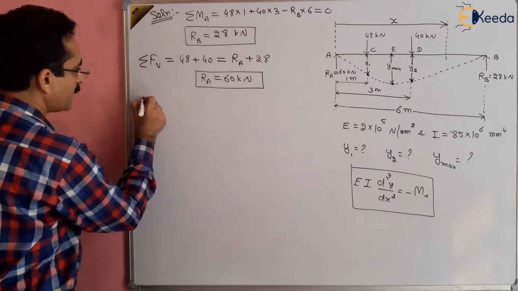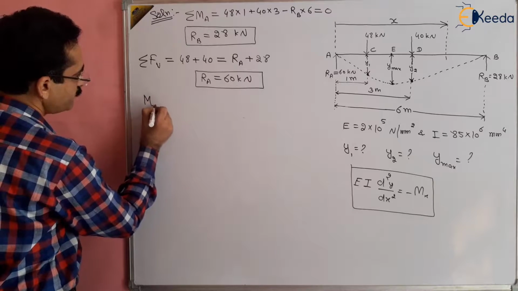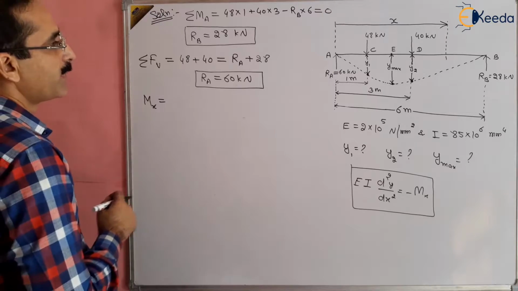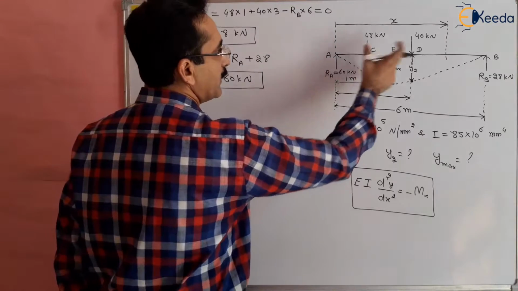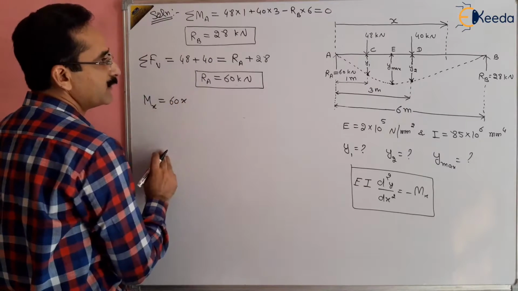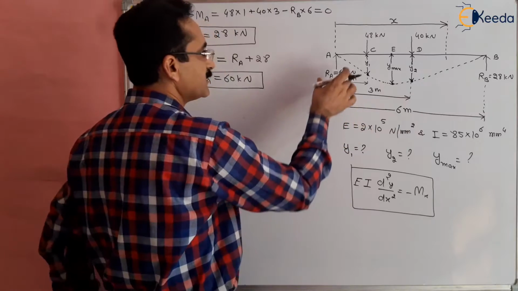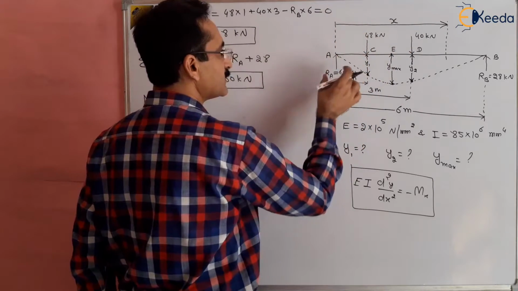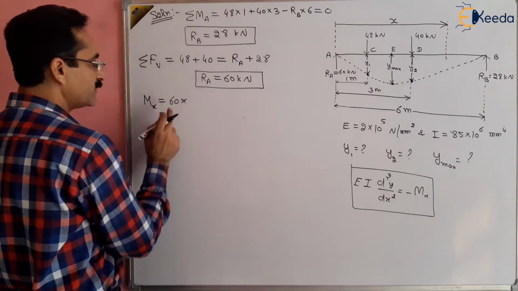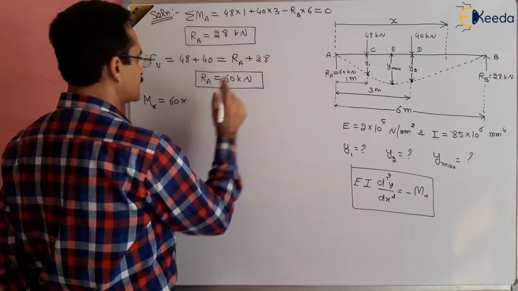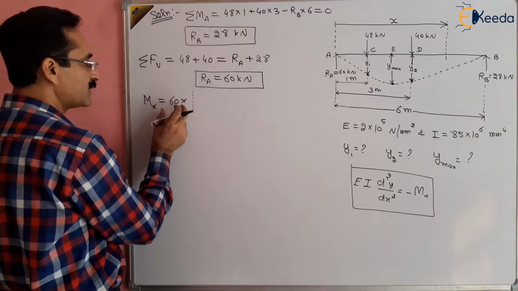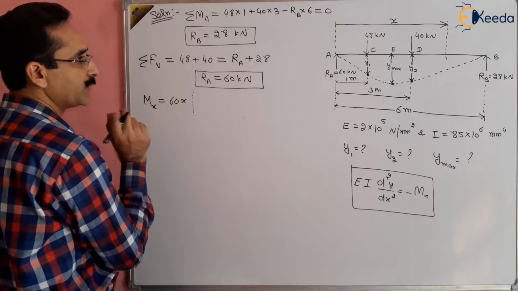So if we find Mx now, that will be equal to 60 multiplied by x. It seems as if this x is taken between A and C. So if it is taken between A and C, this is 60x, which is valid between A and C, right? I am taking a dotted line here. It shows that this is valid between A and C, the first part of the beam.